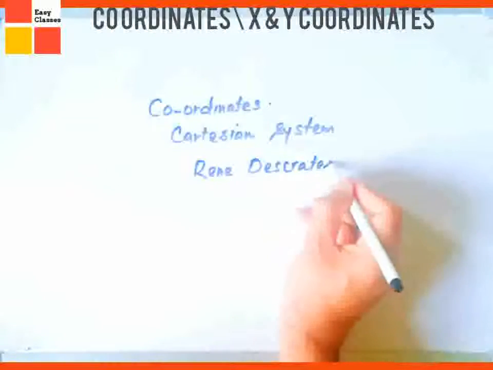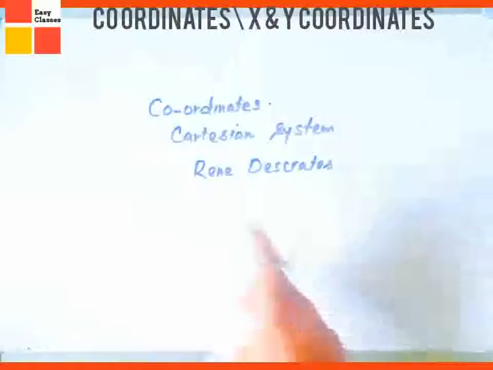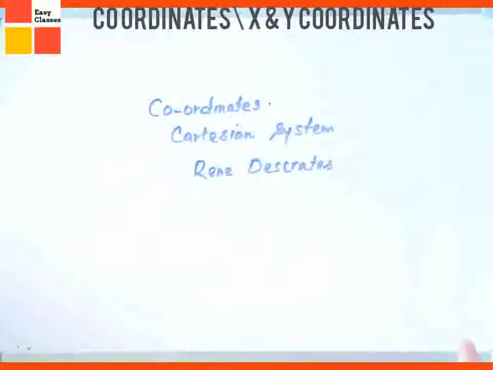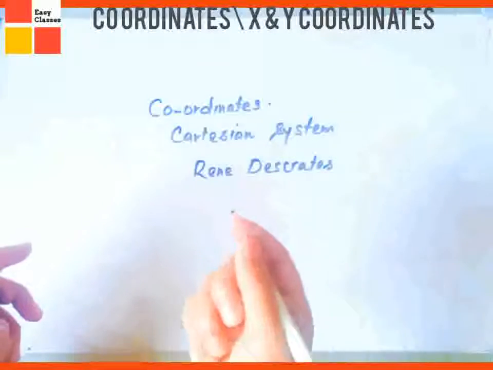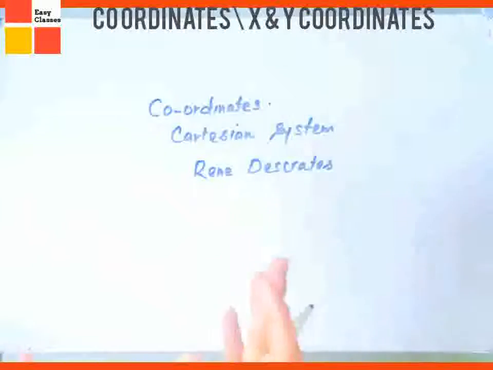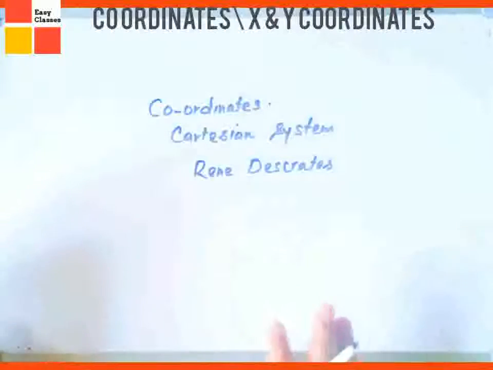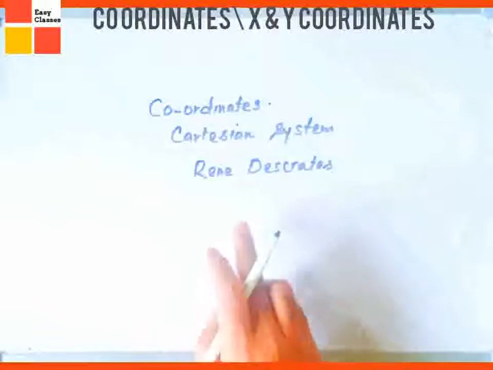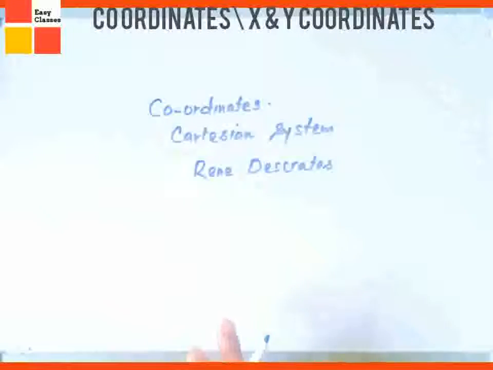He developed this system of coordinates. It is believed that he noticed the movement of an insect near the corner of the ceiling, and he began to think of determining the position of that insect in a space, in a plane. So he developed a system. That system is known as the Cartesian system in his honor.